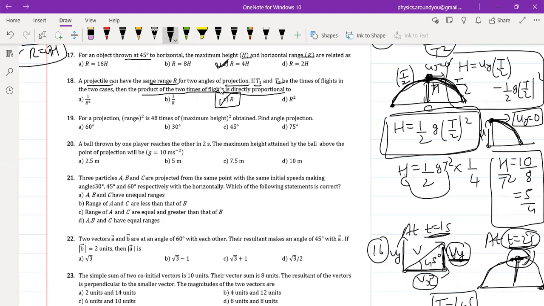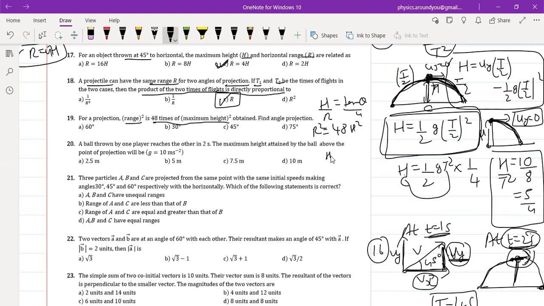18th one goes with C. For a projection, range square is 48 times of maximum height square. Find angle of projection. Again, we use the same thing. H by R is tan theta by 4. But here they have given R square is 48 times H square.